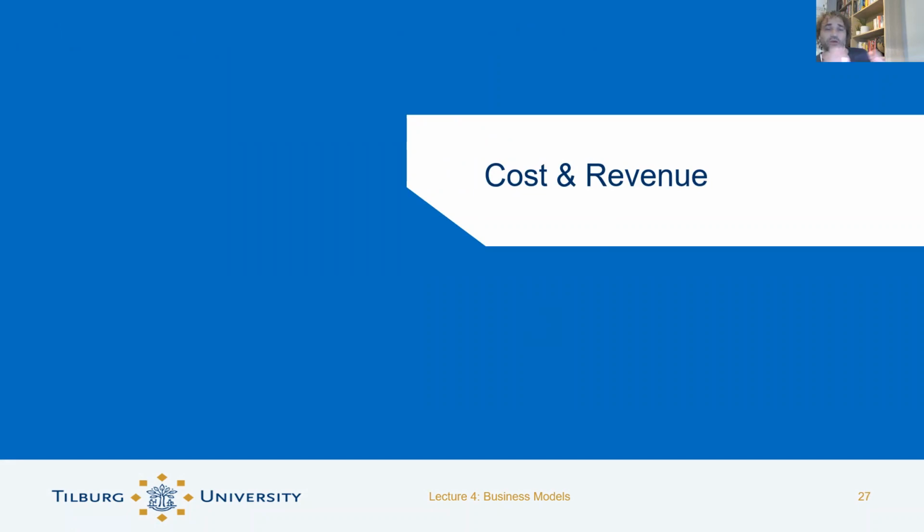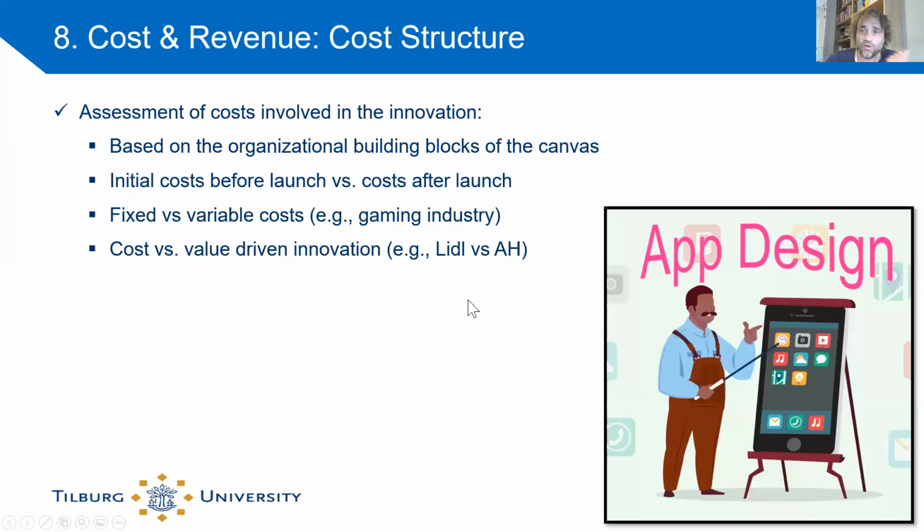So finally, we have the cost and revenue part of the business model canvas. In order to make an innovation a success, you have to think about the cost and revenue. Starting with cost, you have to make an assessment of the costs involved in the innovation. And it's not only, okay, I have developed a new pencil and the pencil will cost 50 cents to make per pencil. That's not the only cost you have.